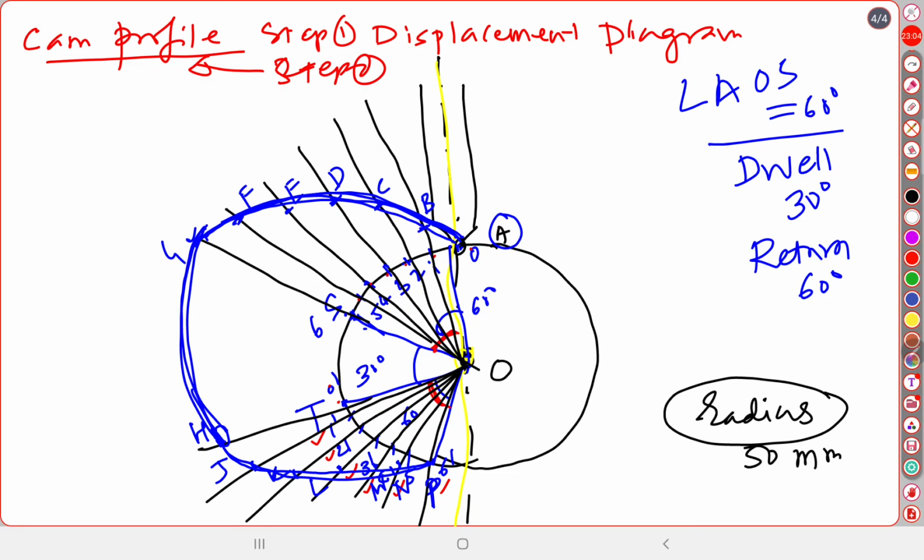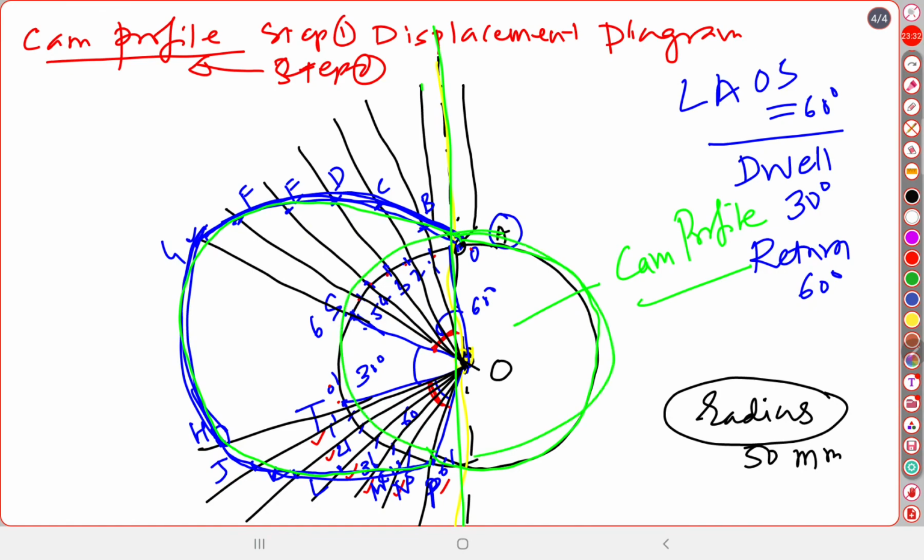So, from this lastly we will find that the complete profile of the cam is like this. Whatever green color you are watching, that is nothing but the profile of the cam. This is the cam profile. This way we can construct a cam profile. We constructed here the cam profile for the uniform velocity condition, where the axis of the follower is passing through the axis of the cam. So, this way this is the procedure of how to plot a cam profile.